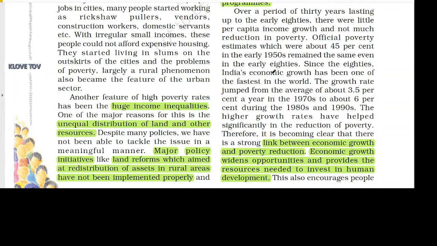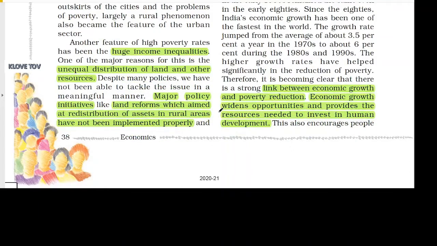Since the 80s, India's economic growth has been one of the fastest in the world. The growth rate jumped from an average of about 3.5% a year in the 1970s to about 6% during the 1980s and 1990s. The higher growth rates have helped significantly in the reduction of poverty. Therefore, it is becoming clear that there is a strong link between economic growth and poverty reduction.